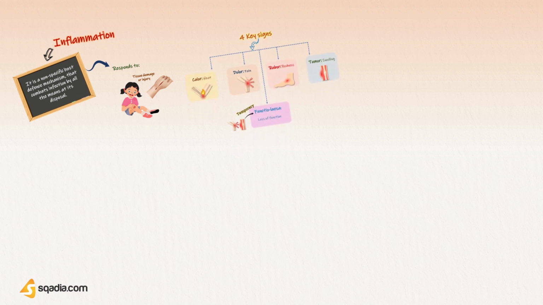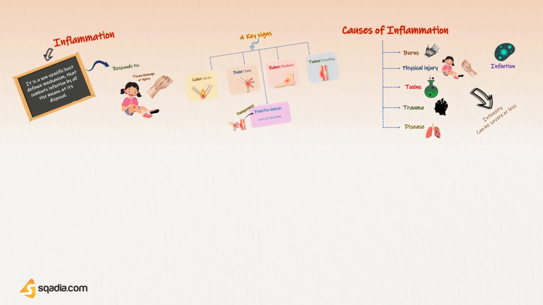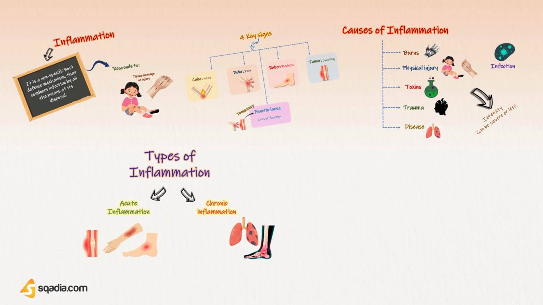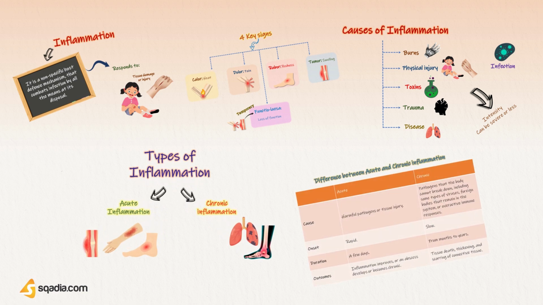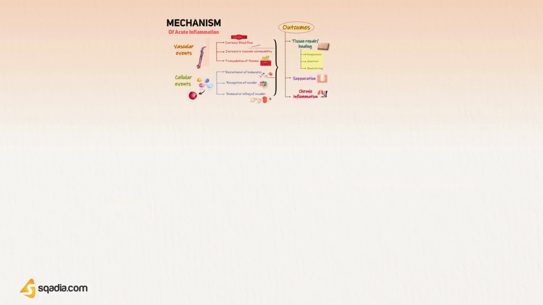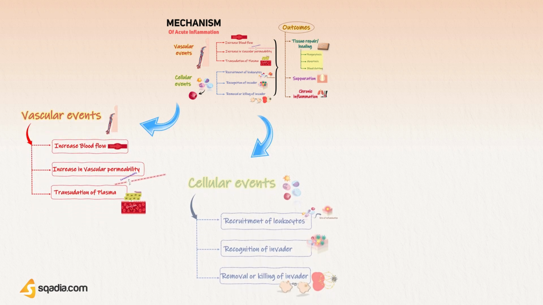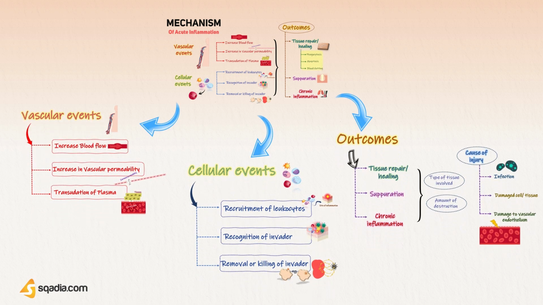You must have heard the term inflammation many times, so this video is going to provide you in-depth knowledge about what is inflammation, its definition, key signs and stimuli of inflammation, different types of inflammation and differences between them, and we will differentiate between acute and chronic inflammation. And lastly, we will try to understand the detailed mechanism of inflammation, including its vascular events, cellular events, and then the possible outcomes of acute inflammation. So, without any delay, let's dive in.